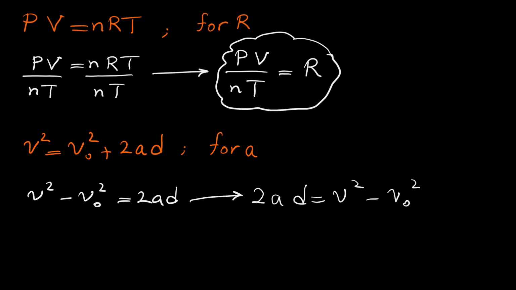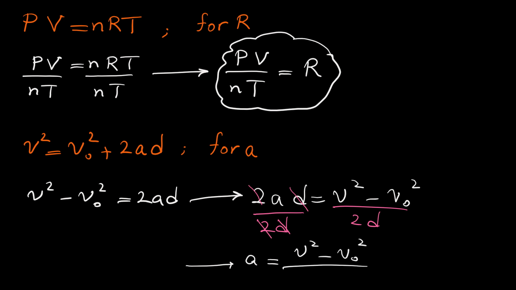Then we divide both sides of this equation by 2d. If we divide the left side and the right side by 2d, 2 with 2, d with d cancels, and then we have a equals v squared minus v0 squared over 2d. So a, which is the unknown here, and basically it shows the acceleration, is v squared minus v0 squared over 2d.